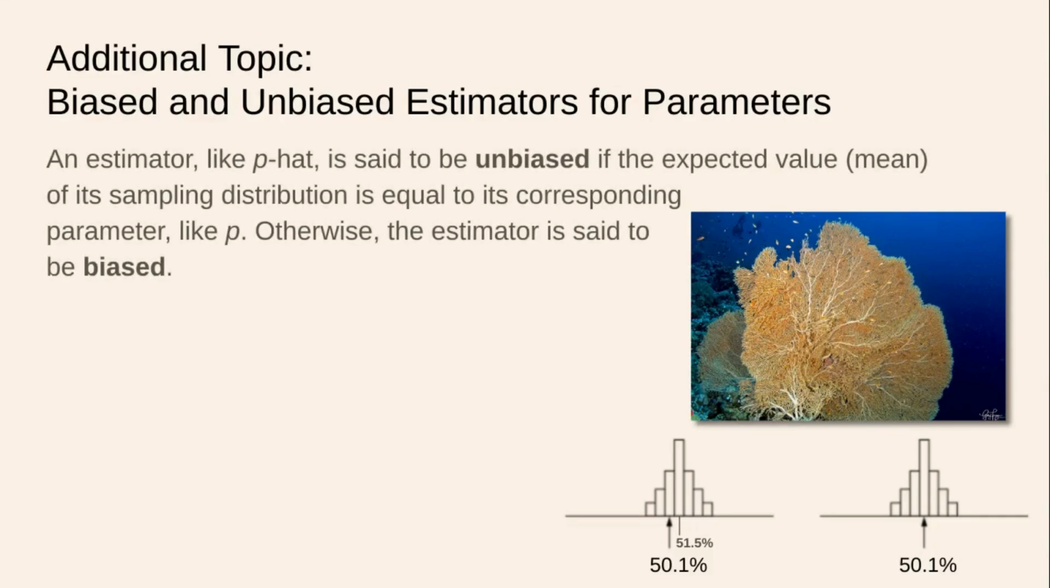An estimator, like p-hat, is said to be unbiased if the expected value, that's the same as the mean, of the sampling distribution is equal to its corresponding parameter, like p. Otherwise, the estimator is said to be biased. The greater the discrepancy, the greater the bias. So the further our distribution curve is centered away from the assumed population mean, the more the bias.